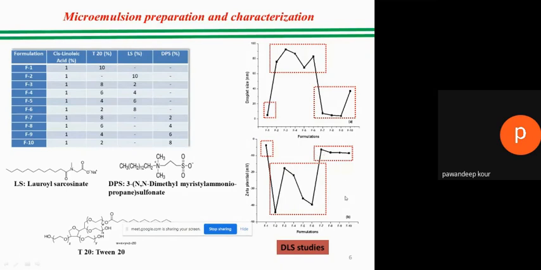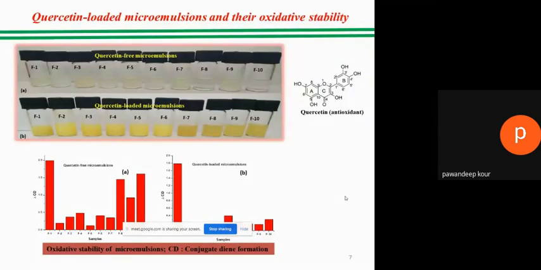Moreover, after 3 months, when we monitored these 10 microemulsions, they were still transparent with negligible increase in droplet size. It means that the microemulsions which we formed were very excellent in terms of their stability.